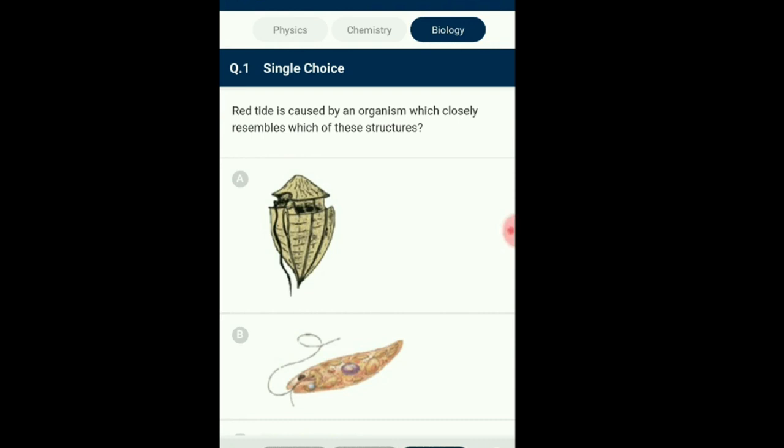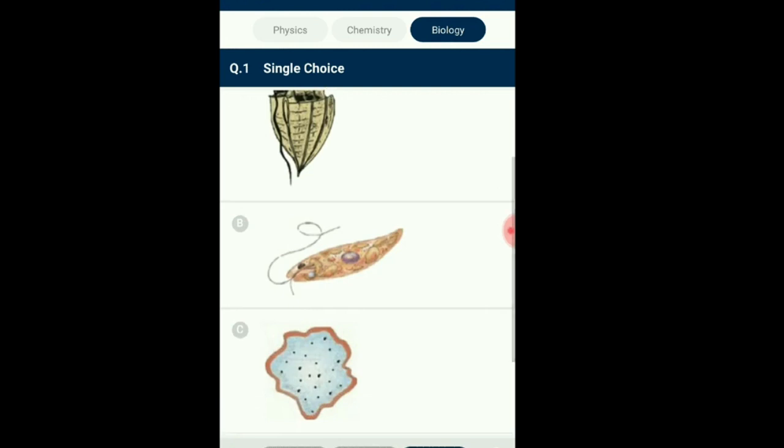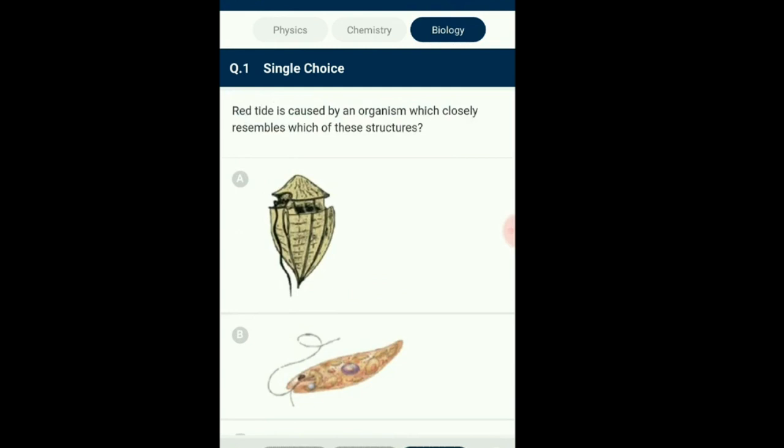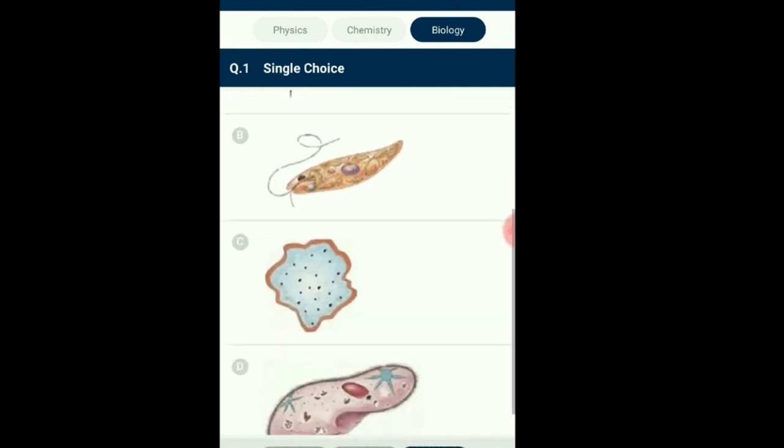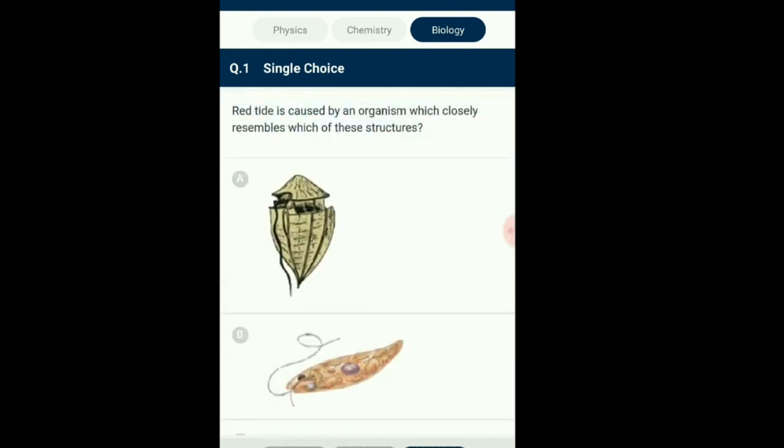Among these, red dinoflagellates very often multiply rapidly and become so numerous that they discolor the coastal waters, hence the name red tides. These organisms also deplete the oxygen in waters and release toxins which may cause illness in other aquatic animals and humans. The first option is dinoflagellate, the second one is Euglena, the third one is Amoeba, and the fourth one is Paramecium. So the correctly matching option is option A.